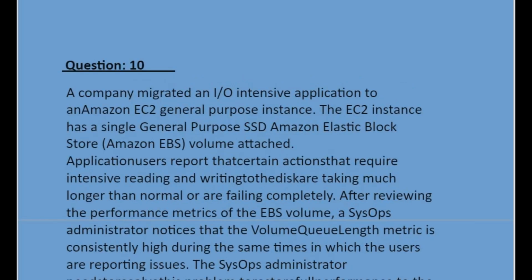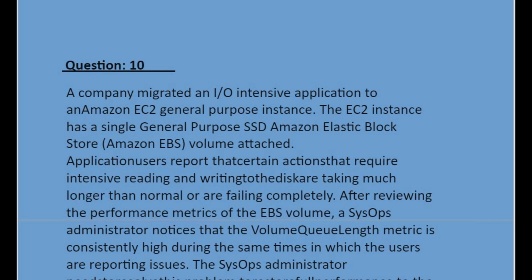Question is, a company migrated an IO-intensive application to an Amazon EC2 general purpose instance. The EC2 instance has a single general purpose SSD Amazon Elastic Block Store, Amazon EBS, volume attached. Application users report that certain actions that require intensive reading and writing to the disk are taking much longer than normal or are failing completely.